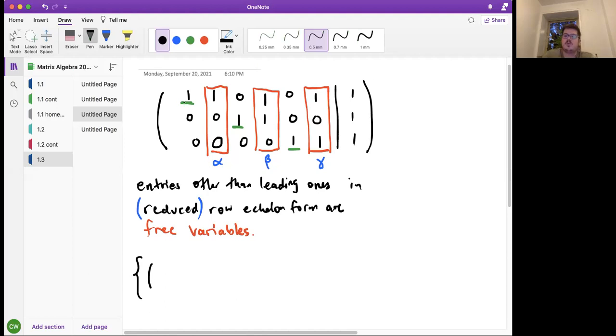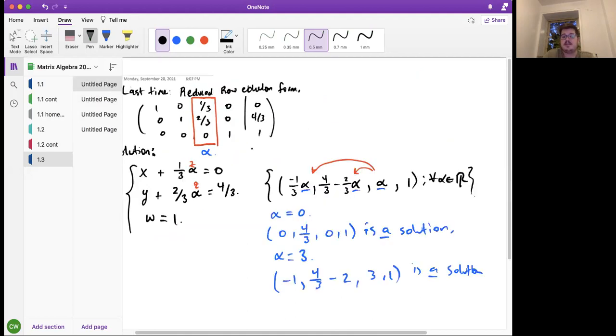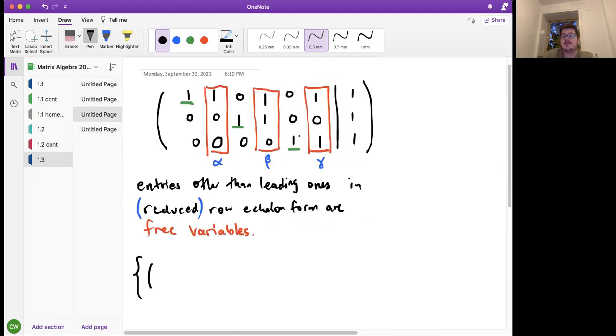So can someone say what the solution would be? What would be the first coordinate? What would your x be? Free meaning, as we talked about here, it can be anything. The variable that can be anything. So the claim is that free variables exist, in reduced row echelon form, where the entries are not leading.